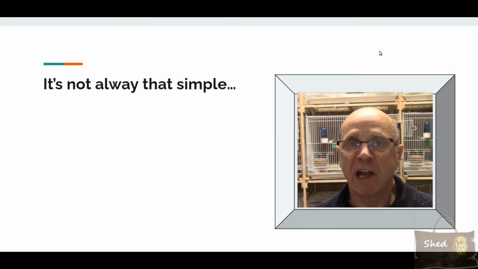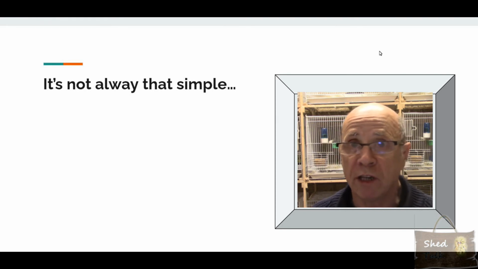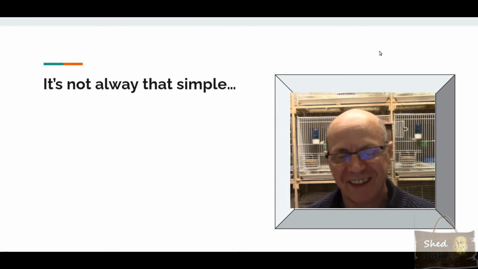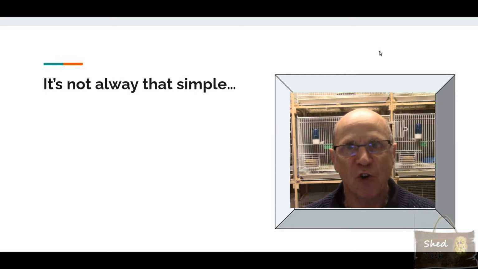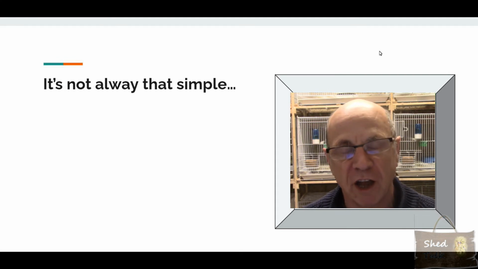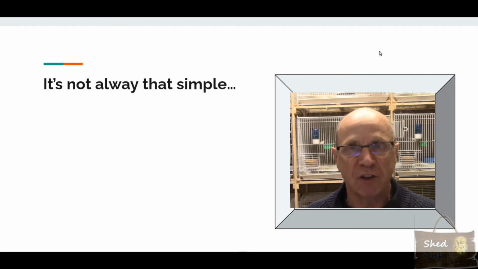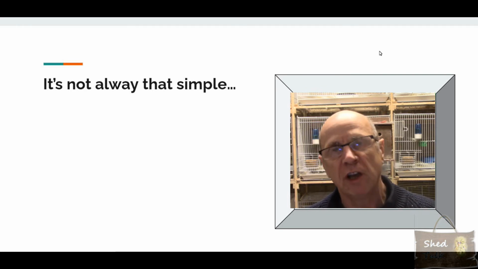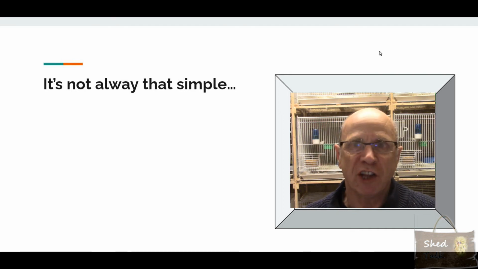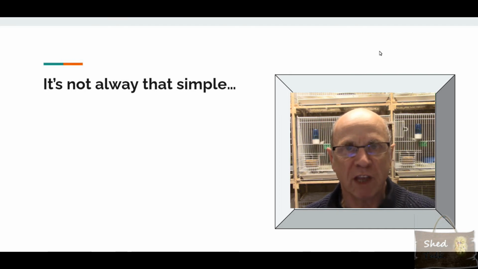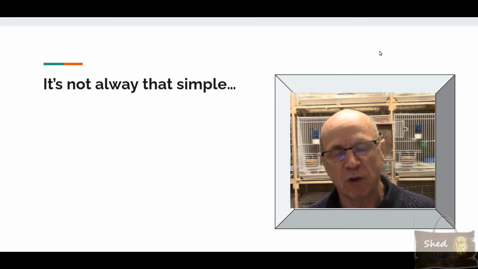So let's now move on and consider predicting multiple genes. As I just said, it's not always that simple when we're considering pairing 2 of our birds together, as the chances of them having just one mutation are likely to be fairly rare. So we're going to consider now how we take that forward and start predicting multiple genes.